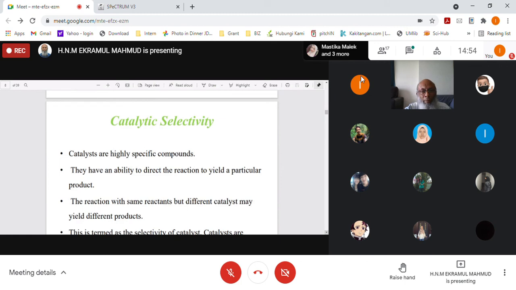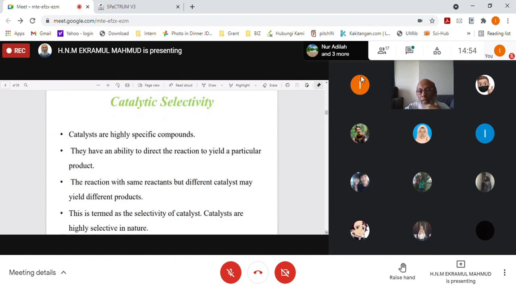So catalysts are highly specific compounds. They have an ability to direct the reaction to yield a particular product. Previously we have discussed also that if we choose a catalyst, it will give us one type of product, right? If we change the catalyst but the reactants are the same, the reactants will give two different products based on the catalyst used. We also discussed it before in the slides. If you remember, it's fine. If not, you will see the slides. The reaction with the same reactants but with different catalysts may yield different products. So this is termed as selectivity of the catalyst.